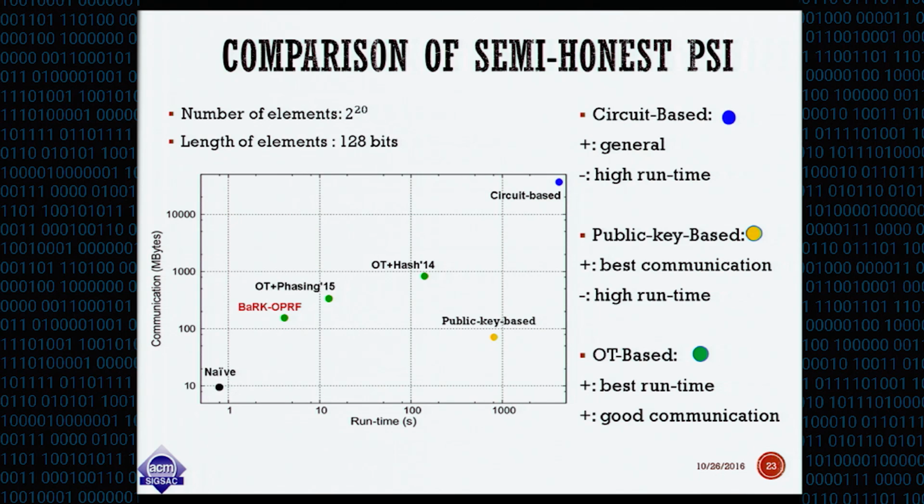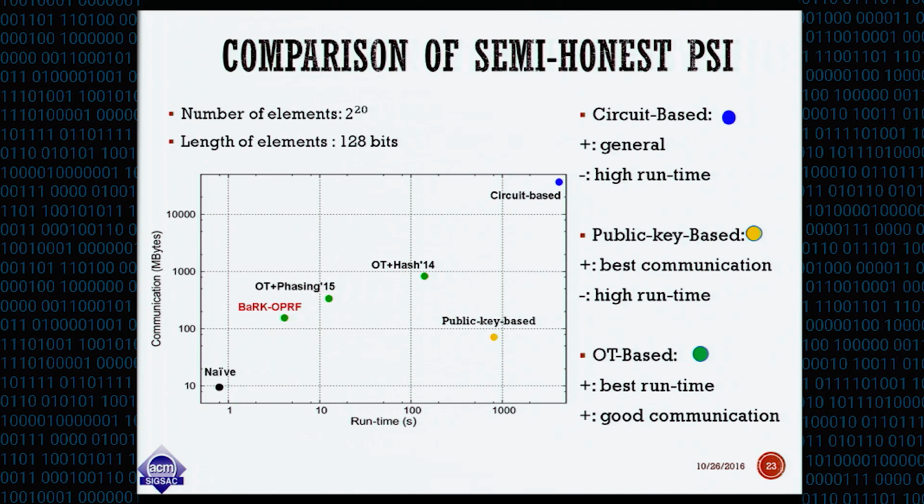Yeah, I understand. So thank you for the question. Because we use OPRF, our construction uses only a few public keys and all the rest use symmetric keys. So that is the reason our protocol is faster than using public keys. Because you're only doing like 128 public key operations. Yeah, we just need 128.